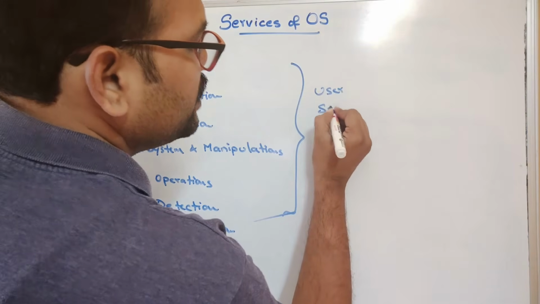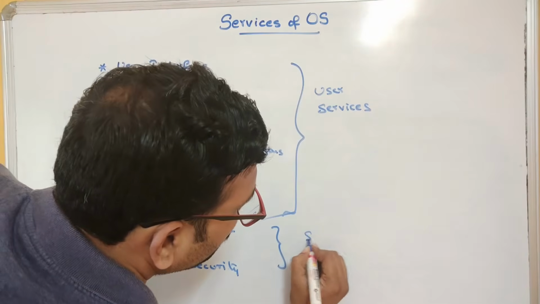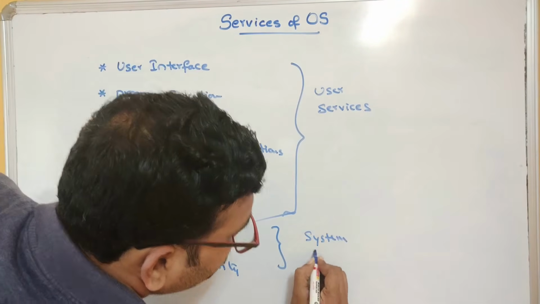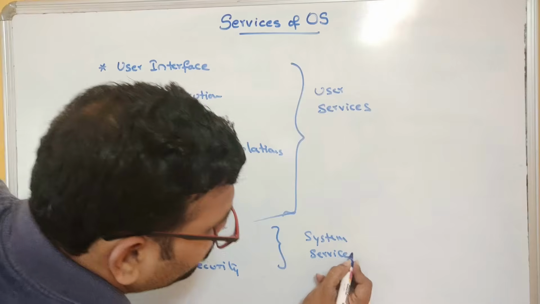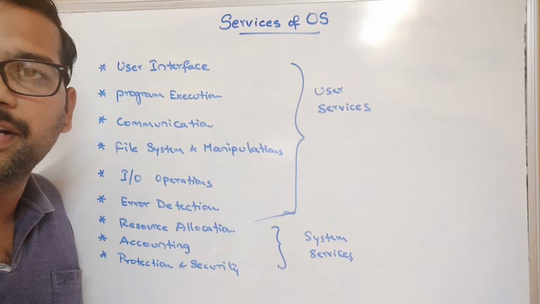and all these come under user services, and the last three come under system services, right? So hope you understood about these services of operating system, right?